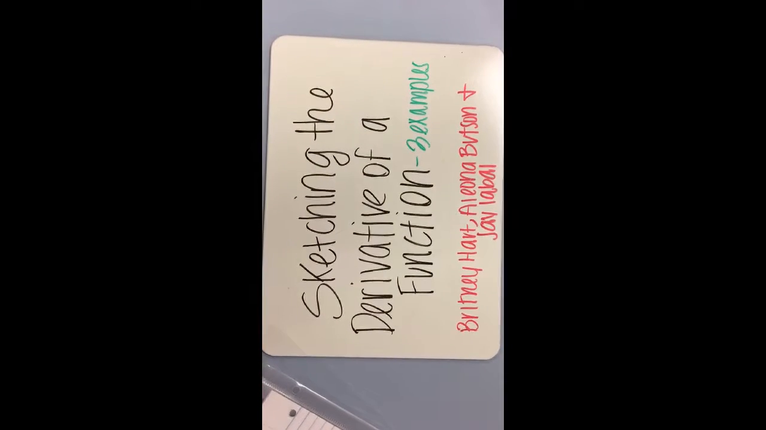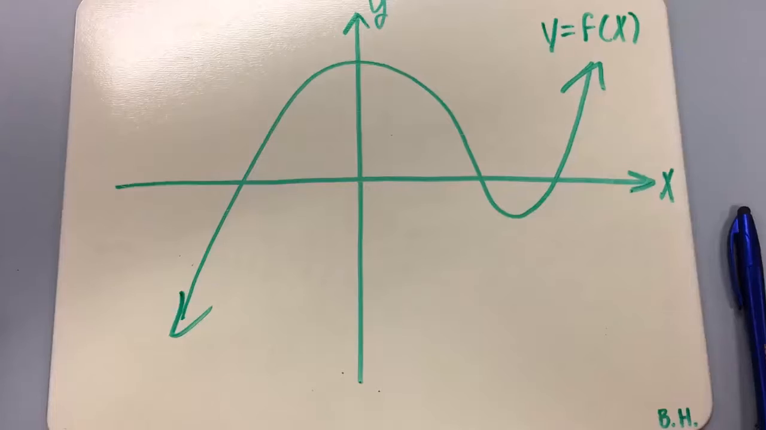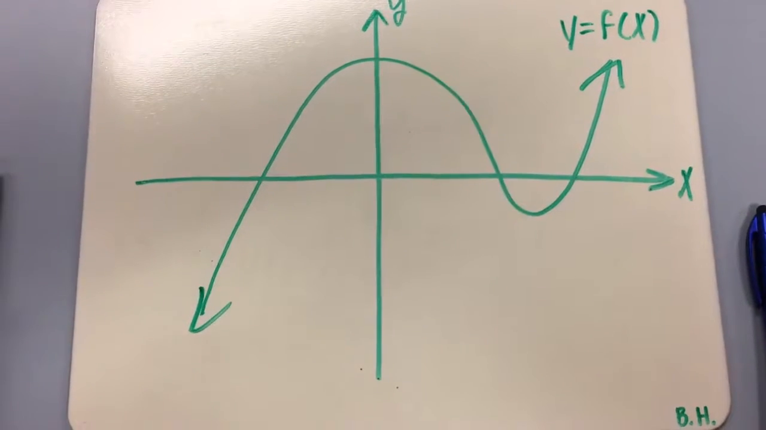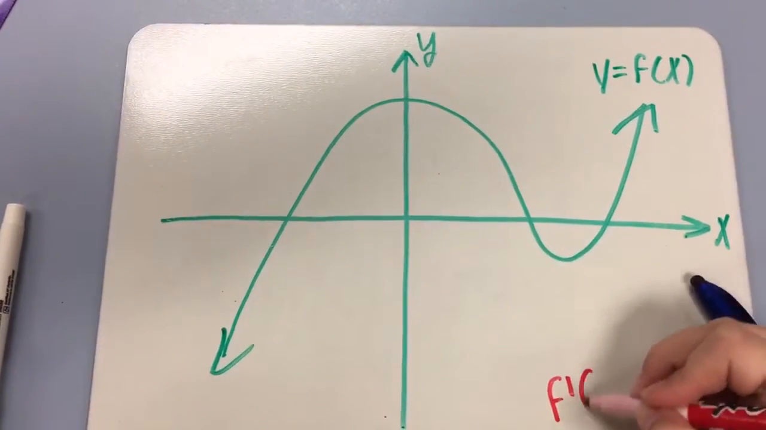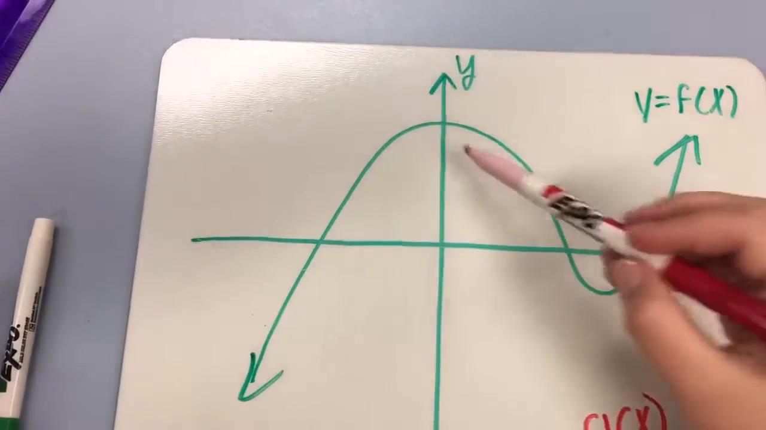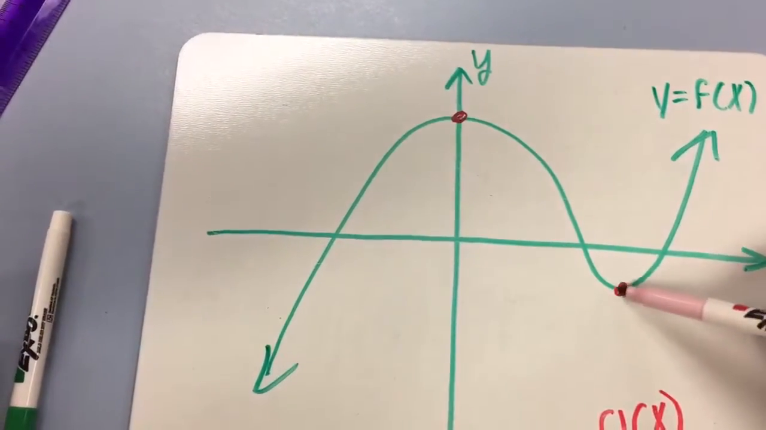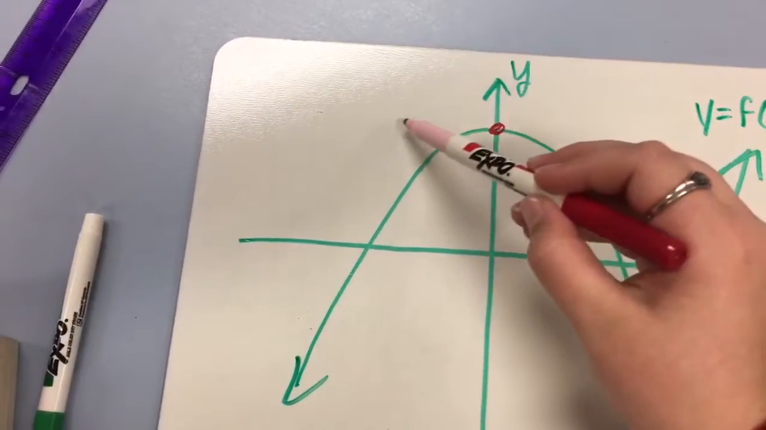Sketching the derivative of a function when given the original function. The original function is in blue. The derivative f prime of x is going to be in red. You should look at where your graph peaks and valleys. At the x equals 0 mark, you will mark a horizontal tangent line.